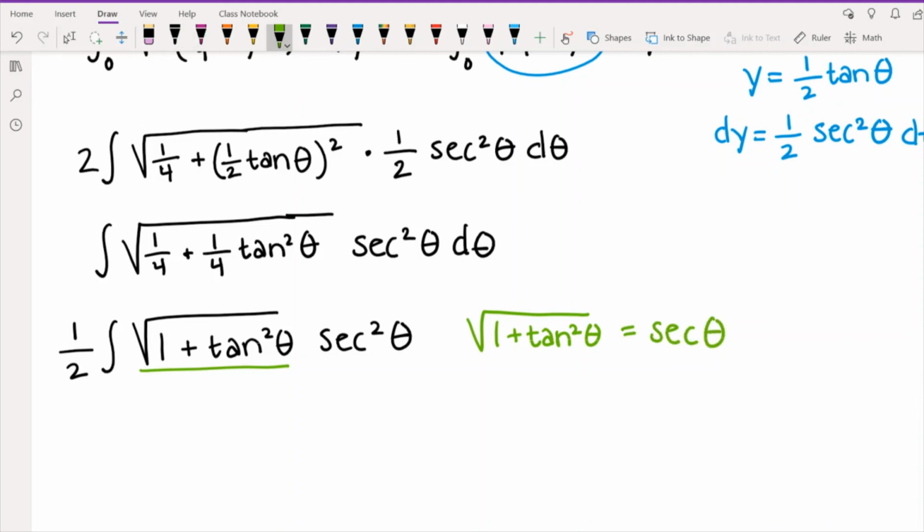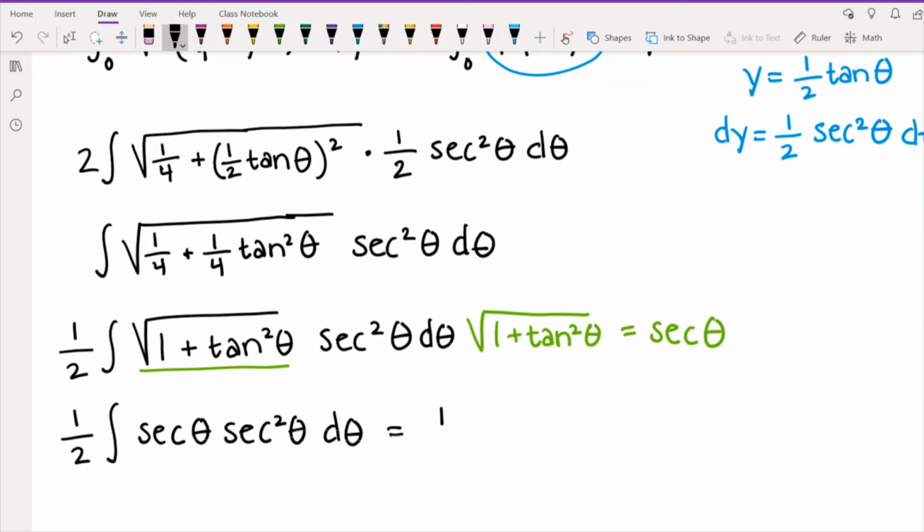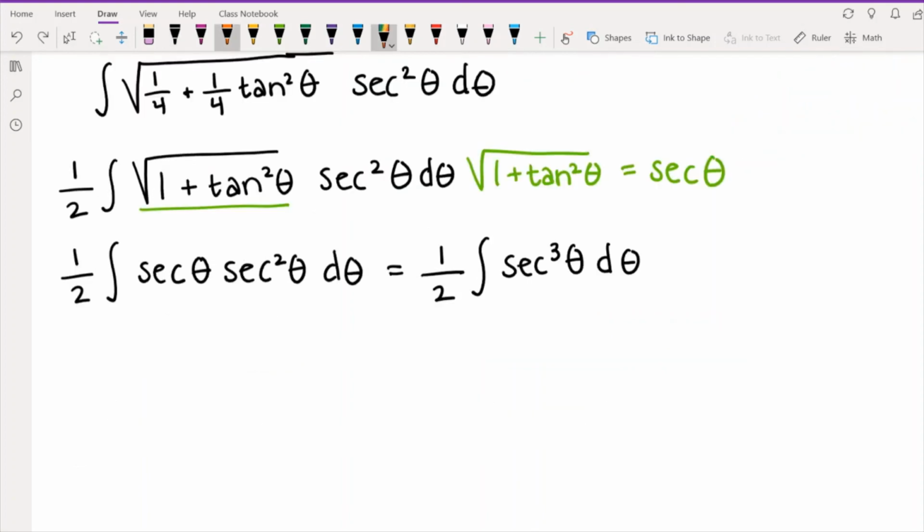So we'll have 1/2 times the integral of secant theta times secant squared of theta d theta, and I don't know why I dropped the d theta. And so that's 1/2 times the integral of secant cubed of theta d theta. So this is actually kind of a tricky integral. We did it, I believe, in maybe the second trig integration video from a couple weeks ago.